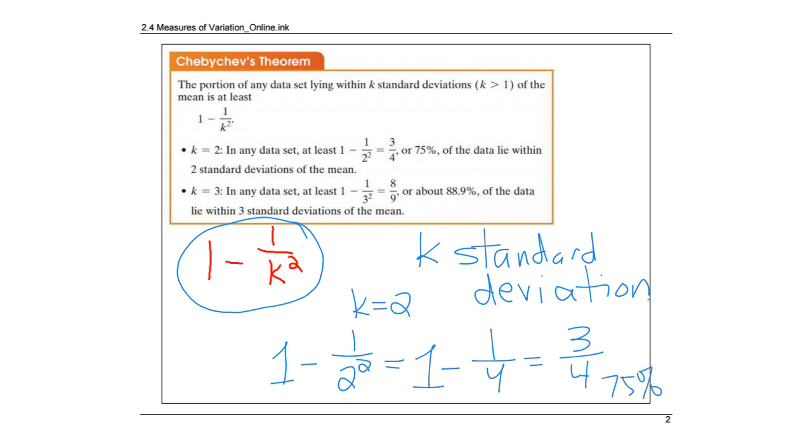All right, I wanted to add one thing here, that k is going to be the number of standard deviations we are away from the mean, which will make sense in the next problem.